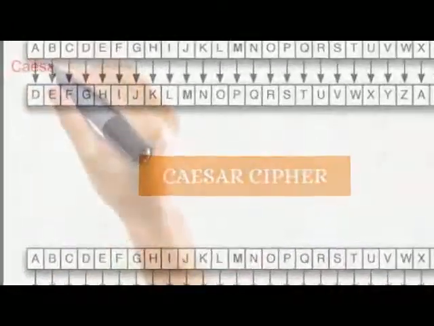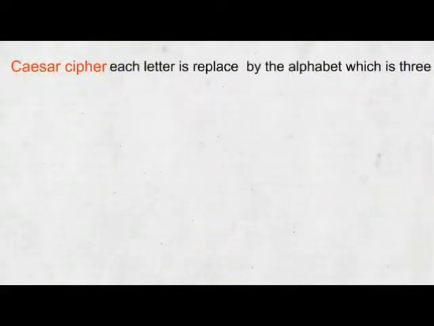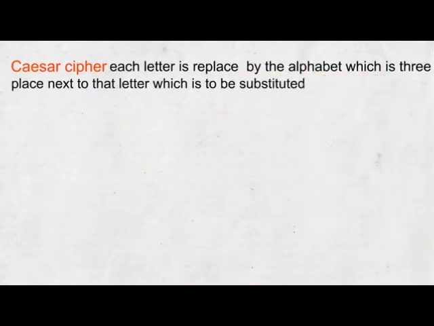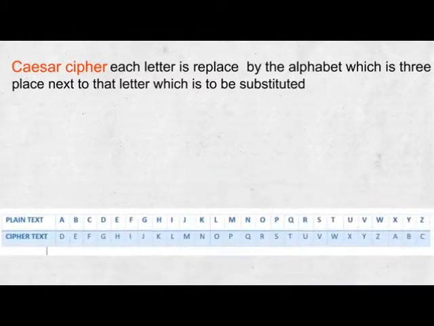Now we can know what is Caesar cipher. In Caesar cipher, each letter is replaced by the alphabet which is three places next to the letter to be substituted. Here I create a table where I mention the ciphertext key for all plain text values. Here for plain text A, ciphertext is D because D is the third place next to the letter A.